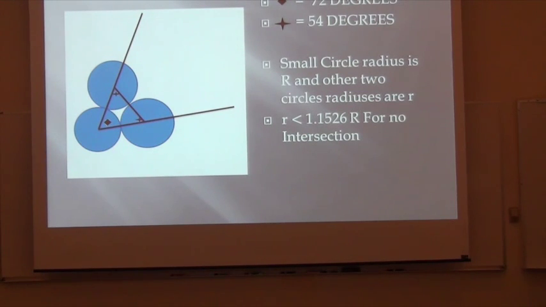I assume this one is lowercase r, and this one is capital R. In the previous slides, we already found this angle should be 72. According to trig, this is going to be 54. After doing the calculation, to not overlap with these two gears, the requirement is simply that lowercase r is less than 1.1526 capital R. Lowercase r means the radius of this circle, and capital R means the radius of these two circles.